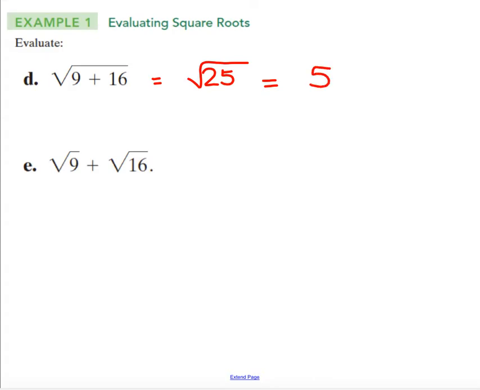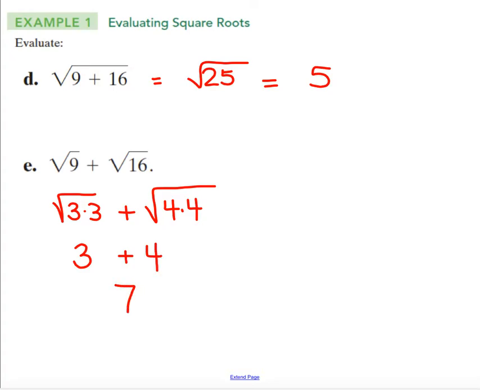Square root of 9 plus the square root of 16. What we have to do with these is simplify them separately. So the square root of 9 is 3 times 3, so the square root of 9 is 3. Same thing with 16. 16 can be broken down as 4 times 4, so the square root of 16 is 4. And now we can add these two together. 3 plus 4 is 7.